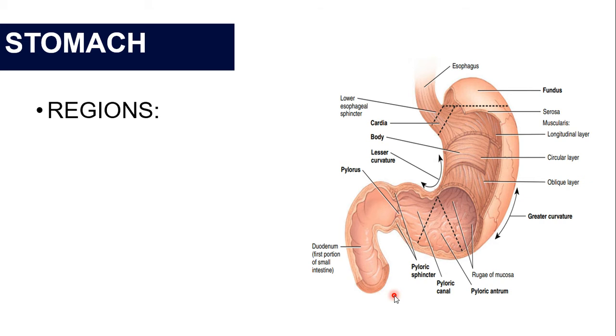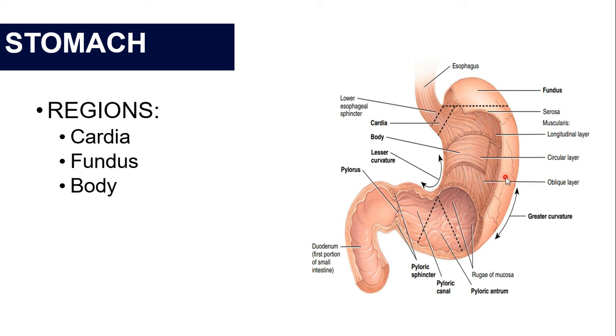So we have the cardia. As you can see here, this is the cardia or the cardiac region of the stomach. It surrounds the opening of the esophagus into the stomach. The rounded portion superior to and to the left of the cardia is your fundus. So this is another region. Inferior to the fundus is the large central portion of the stomach, which is known as the body. So this is the body of the stomach.